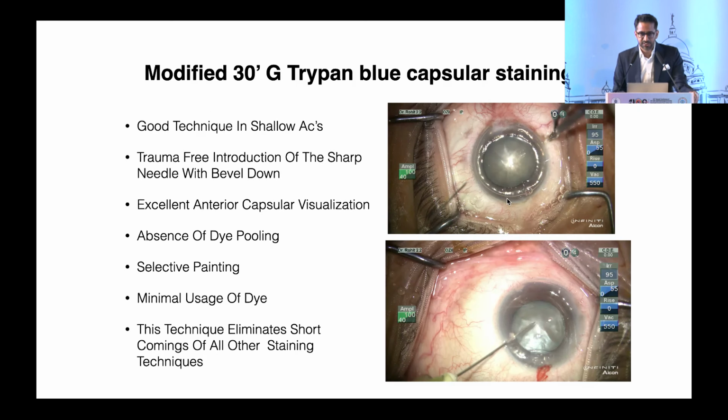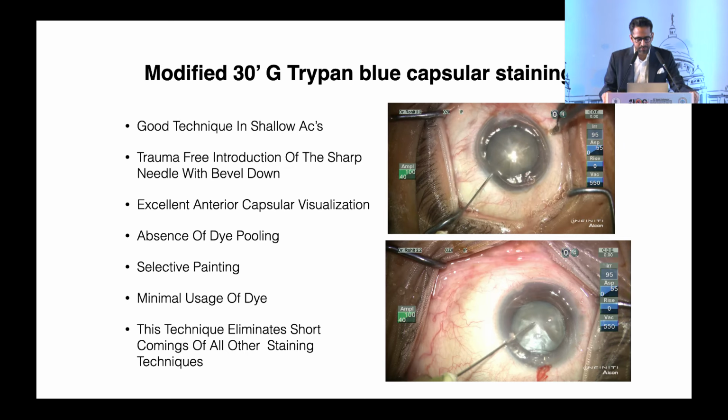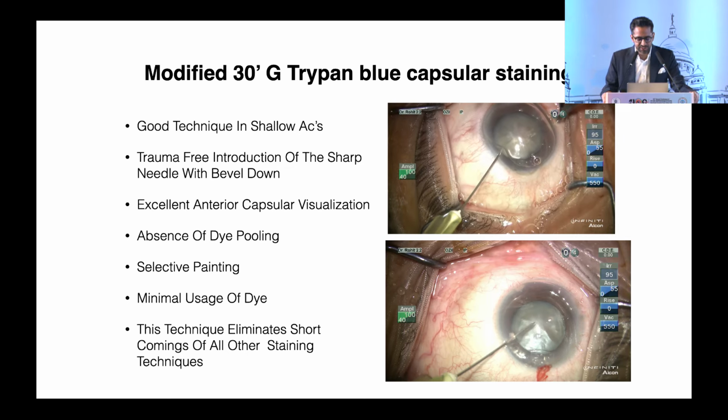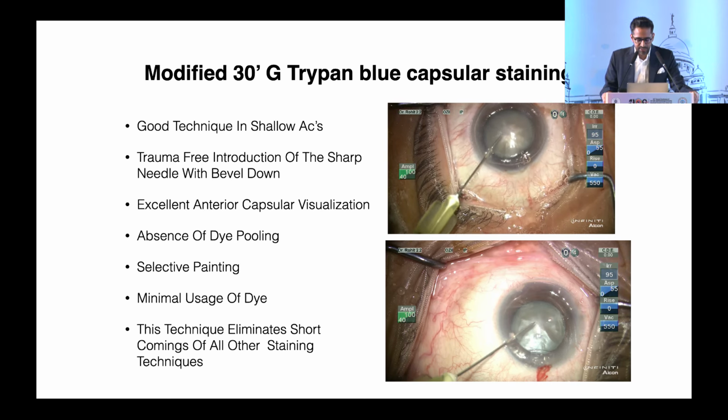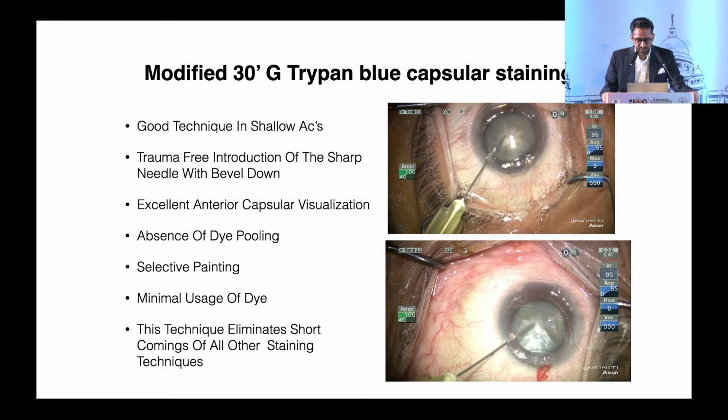So in cases where you have shallow ACD of less than 3 millimeter, what you can do is inject 0.05 ml of the proximal syringe with air, followed by trypan blue stain injection. So you can see here it is a shallow chamber. So 0.05 ml proximal is filled with air. So you can see how the chamber is.